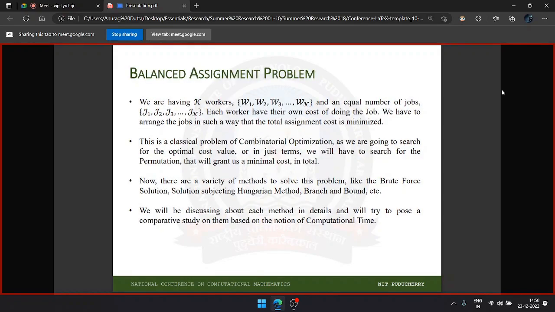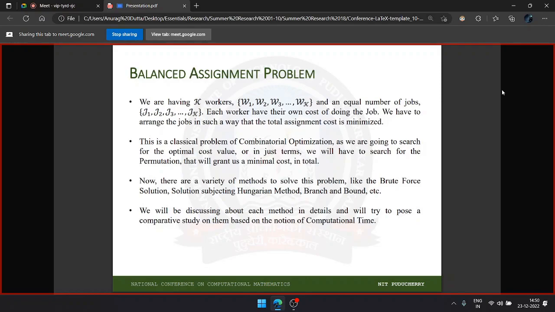So moving forward, this slide is about the balanced assignment problem. This is the problem statement that we are trying to solve. Suppose we have k workers, W1, W2, W3 up to Wk, and an equal number of jobs, J1, J2, J3 up to Jk. Each worker has their own cost of doing each job, and we have to arrange the jobs in such a way that the total assignment cost is minimized. This is a classical problem of combinatorial optimization, as we are going to search for the optimal cost value, or in other terms, we have to search for the permutation that will grant us a minimal total cost.